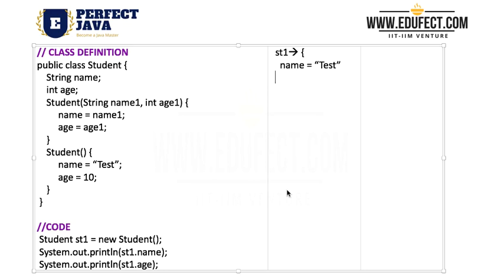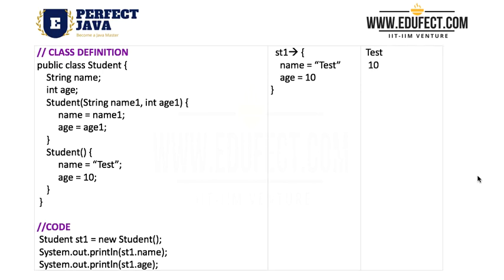And what are we saying? Age is equal to 10, so age will get the value 10. So now when we say System.out.println st1.name, what will get printed is test. And when we say System.out.println st1.age, what will get printed is 10. So here we had two constructors and we were able to use them.